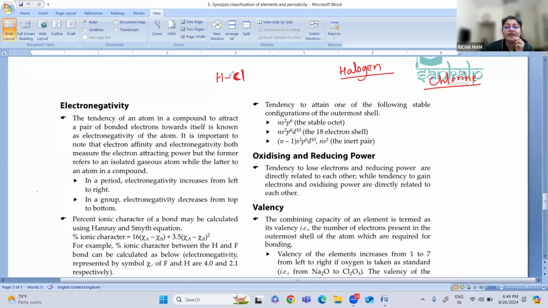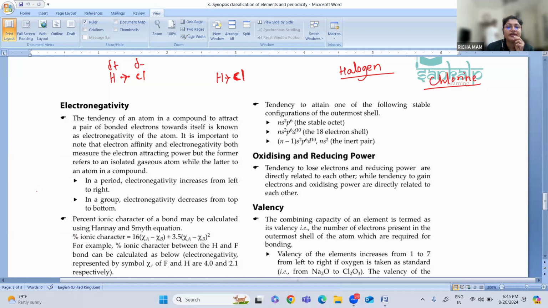So what is it doing? It will try to attract the electron. Now between hydrogen and chlorine, a pair of electrons is shared, right? A pair of electrons is shared between these two atoms. Now what does this chlorine want to do? It wants to attract the electron towards itself. So as a result, there will be a partial negative charge on chlorine and a partial positive charge on the hydrogen atom. So because of this, there will be electronegativity.